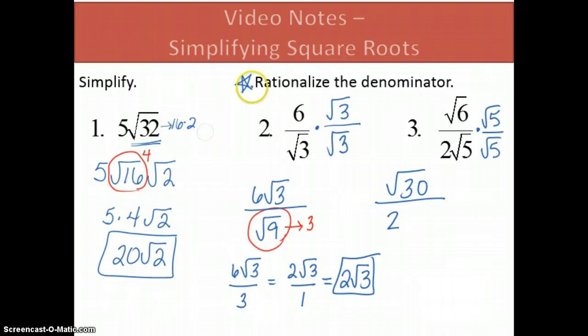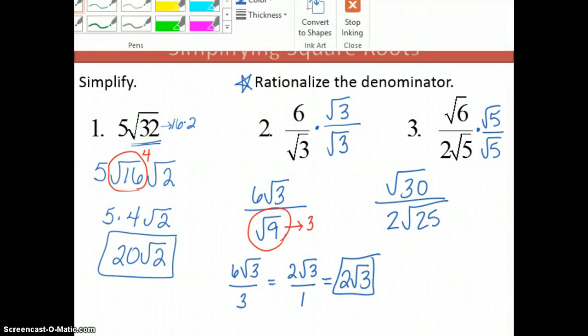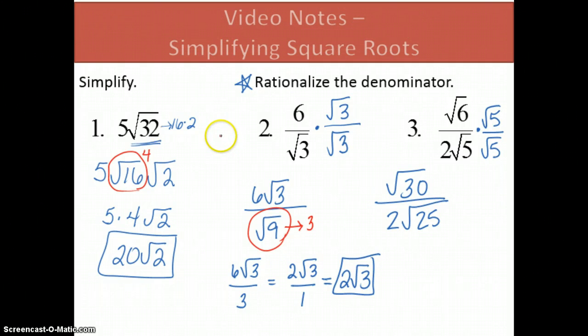over 2. Root 5 times root 5 is root 25. The whole purpose of doing that was to get a perfect square inside the radical, because the square root of 25 is 5. And so now we have square root 30. Oops.